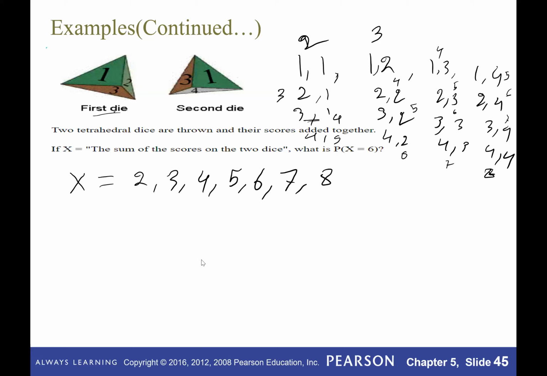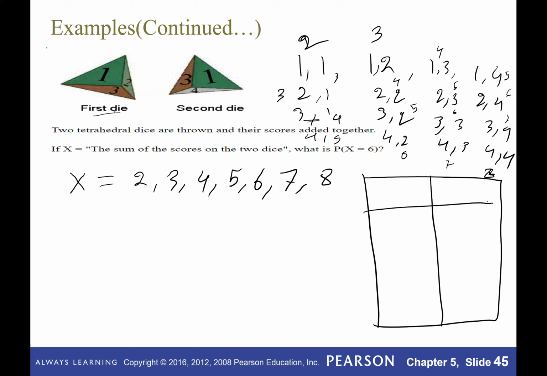Okay, so now what is the probability? We have to find the probability X equals 6. Let's construct the probability distribution first. Then it will be easier to calculate all the probabilities. So write down the possible values: 2, 3, 4, 5, 6, 7, 8. What are the corresponding probabilities?